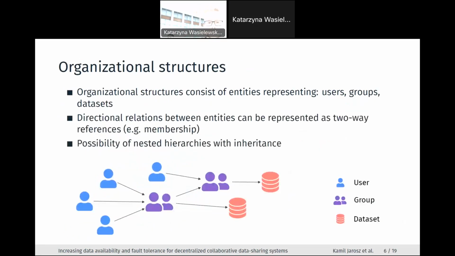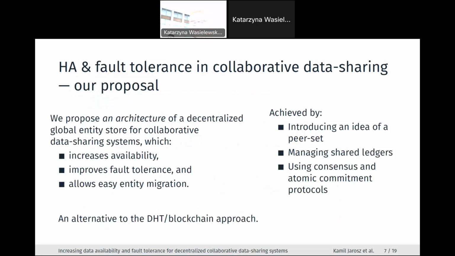Okay, so the organizational structures consist of entities, and those entities might be users, groups, or datasets. So, for instance, we have here a graph of such entities. We have users, groups, and datasets, and these entities might have relations between them. When a user is a member of a group, it is indicated in OneData by having a relation between the user and the group, which is a directed membership relation. And the groups may be members of other groups, also creating nested hierarchies. So that's the background.